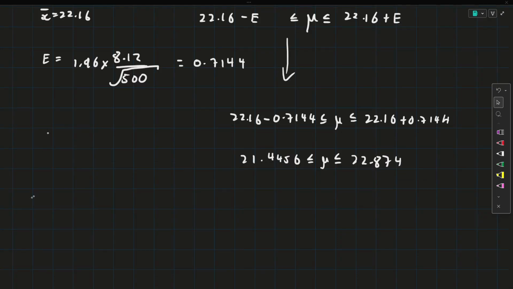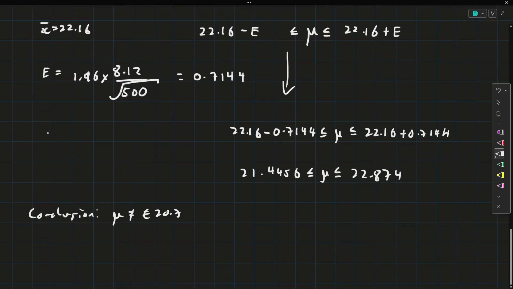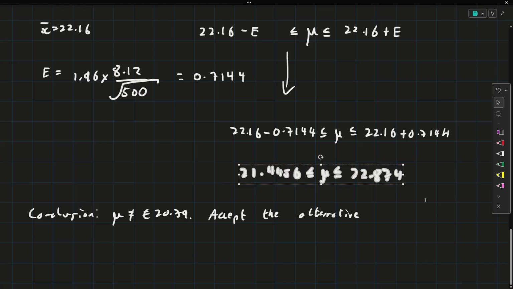So our conclusion is that it has changed. The mean is no longer equal to 20.79. Or in other words, we accept the alternative hypothesis, and we reject the null hypothesis. And then, of course, you have to give a reason, and your reason is just that 20.79 is not in your confidence interval. You could just write that 20.79 is not in this confidence interval, and then you get your full marks.